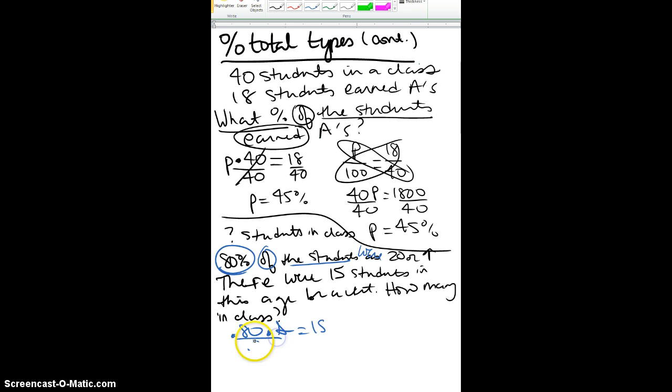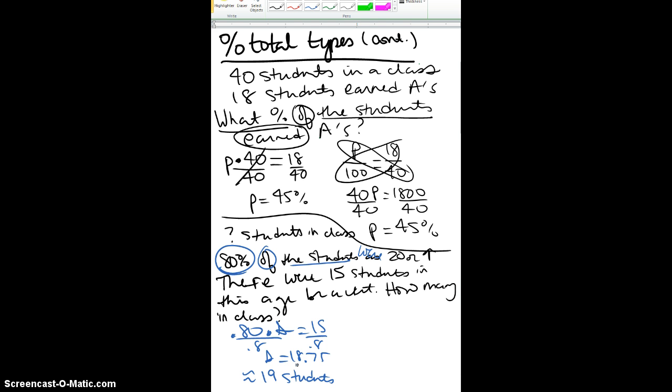All right, so again, do the algebra. All right, and you end up getting that it's about, let's see, 18.75. So again, you can't really have that many people, so, you know, about 19 students. Sometimes in real life you round down, sometimes you round up. It kind of depends on the context of the problem, so you kind of have to watch that a little bit.